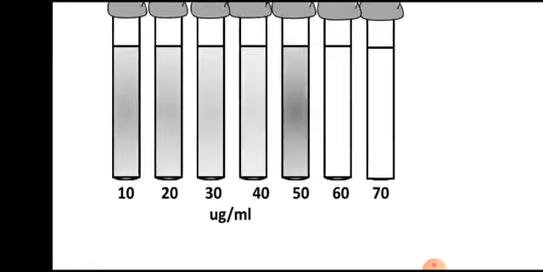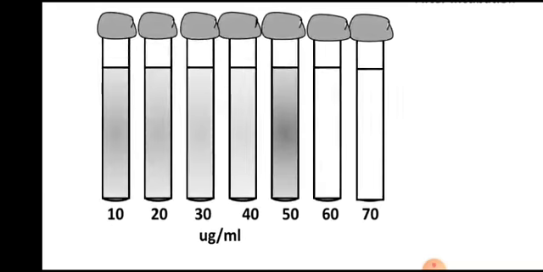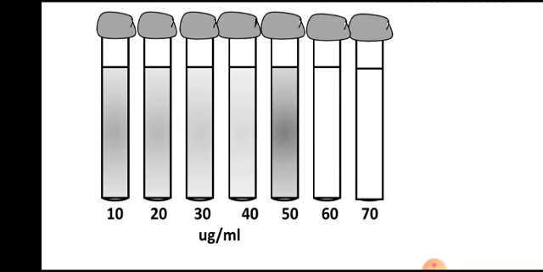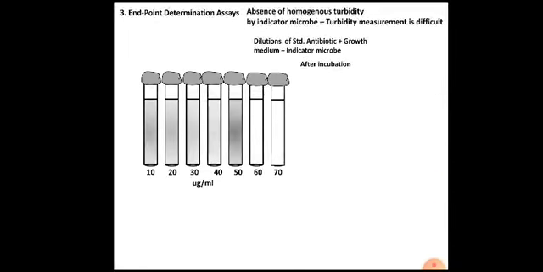Here you can see the turbidity is not homogeneous, it increases or decreases. So these tubes are not exposed to a colorimeter or spectrophotometer, because we are not going to measure optical density here. There is simply a visual observation, where we can see that the last two tubes, having 60 and 70 micrograms per ml of antibiotic, are showing absence of growth. So there is no growth in the last two tubes.